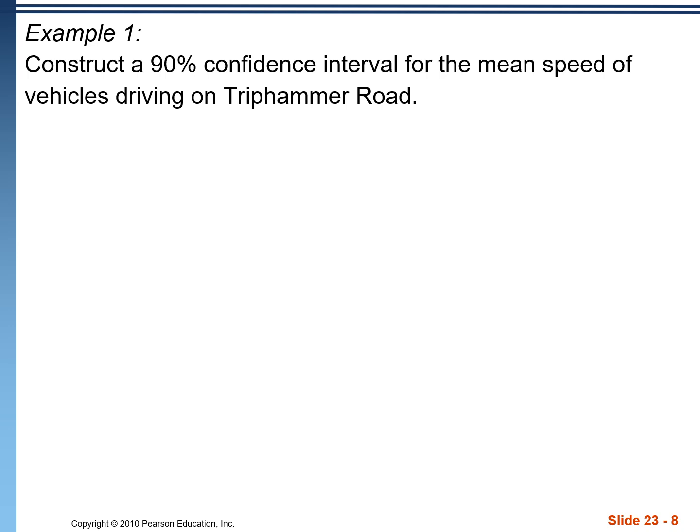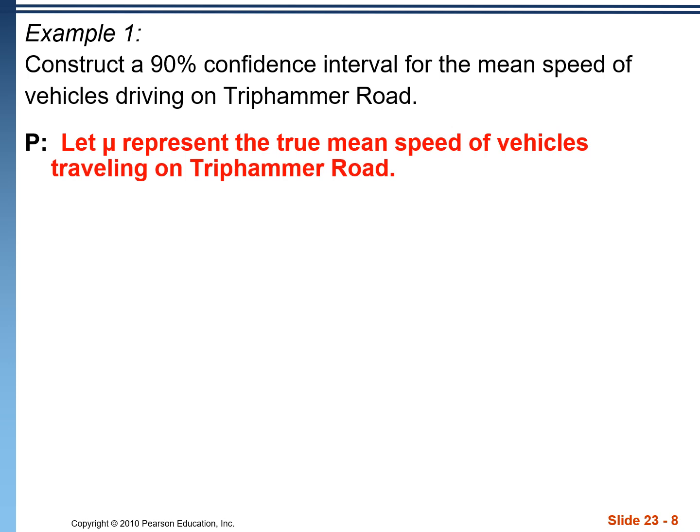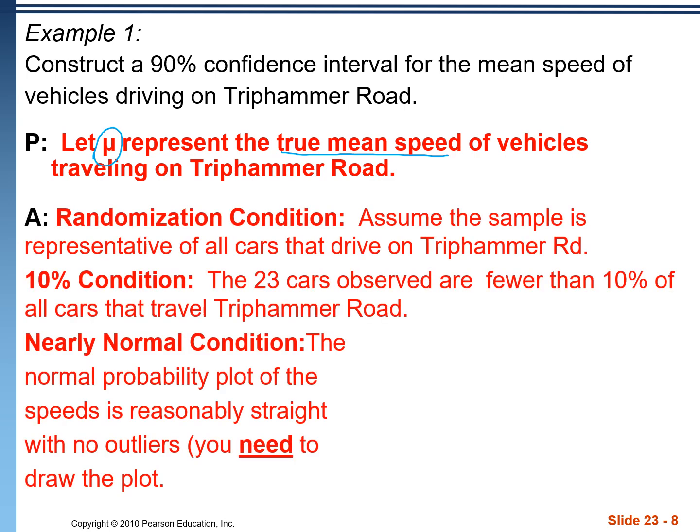Just like last chapter, since we're doing a confidence interval, this is a panic problem. The p. Instead of saying let p represent, we're no longer talking about a proportion. Now we're talking about the mean. So we say let mu represent the true mean speed of vehicles traveling on Trip Hammer Road. Assumptions and conditions. Randomization. We're going to assume that this sample of 23 cars is representative of all cars. 10%. It's fewer than 10% of all cars on the road.